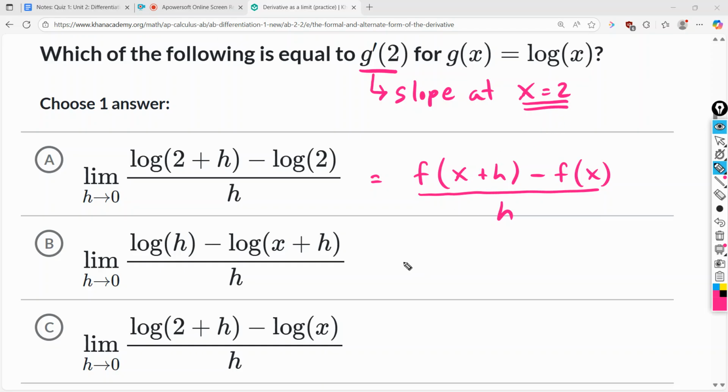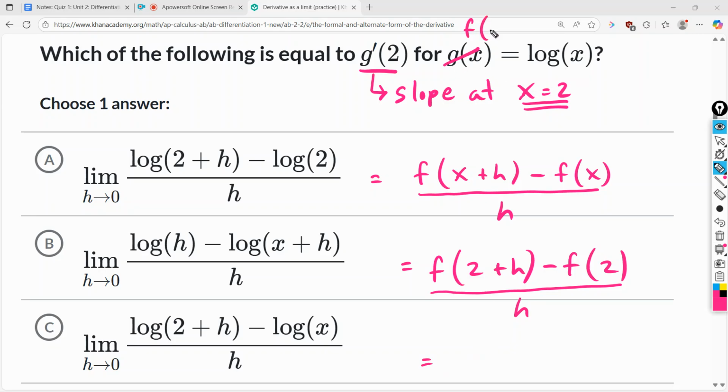sub that in. All right, so it's going to be f of 2 plus h minus f of 2, because we're subbing in 2 in place of x, all divided by h. Okay, and here is the function. I know it says g of x, but you can call it f of x. Same thing. It doesn't matter. Okay, it's just the letter they use. f of x equals log of x. So we can easily find f of 2 and f of 2 plus h.